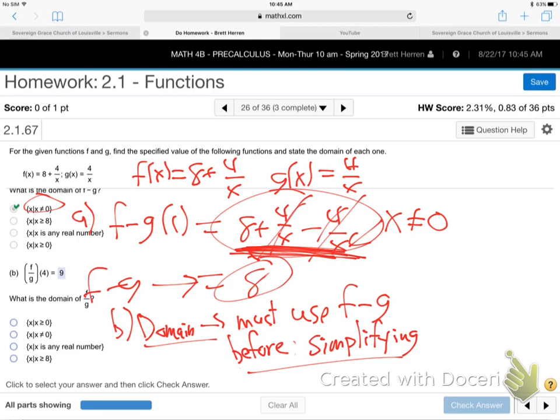When you answer domain questions for any combination of functions, added, subtracted, multiplied, divided, whatever, you got to answer the domain question before simplification. Before simplification. Make sense on that?